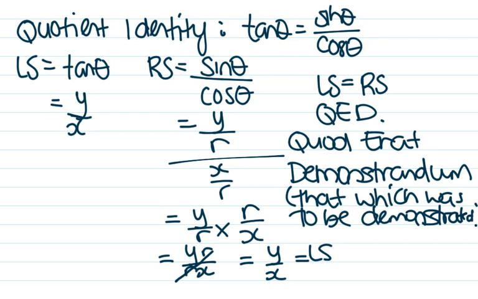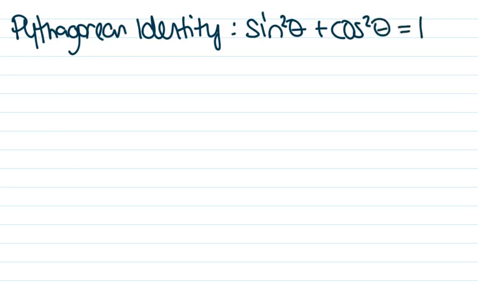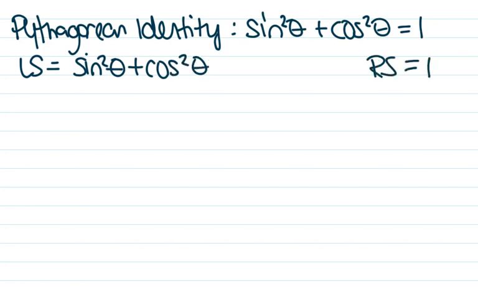All right. Okay, now the Pythagorean identity is sine squared theta plus cos squared theta equals 1. So I'm going to do the same thing I did with the last one, separate the left side and the right side. So the left side equals sine squared theta plus cos squared theta, and the right side equals 1.